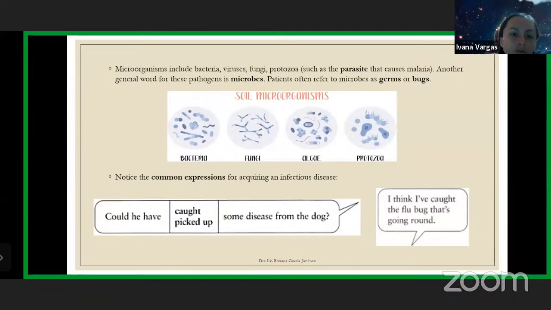Another general word for these pathogens is microbes. Patients often refer to microbes as germs or bugs. Soil microorganisms: bacteria, fungi, algae, protozoa. Notice the common expression for acquiring an infectious disease. Could he have picked up some disease from the dog? I think I caught the flu bug that's going round. Thank you so much, Ivana.